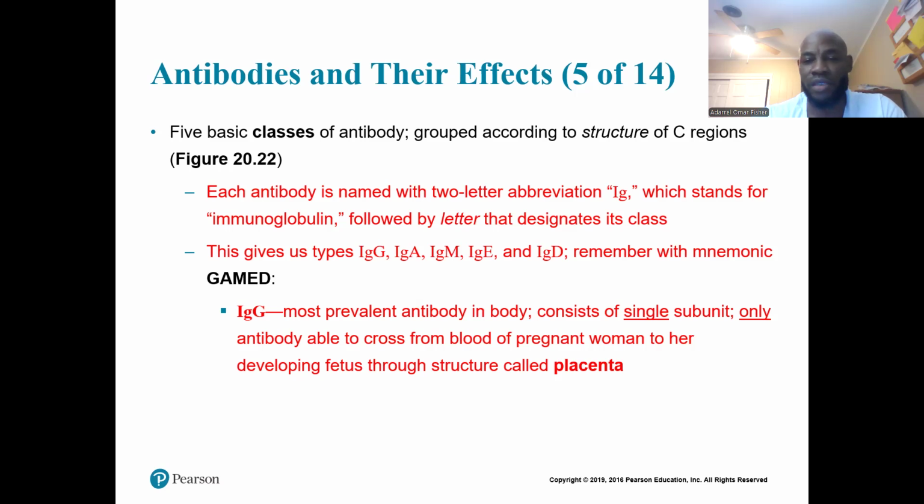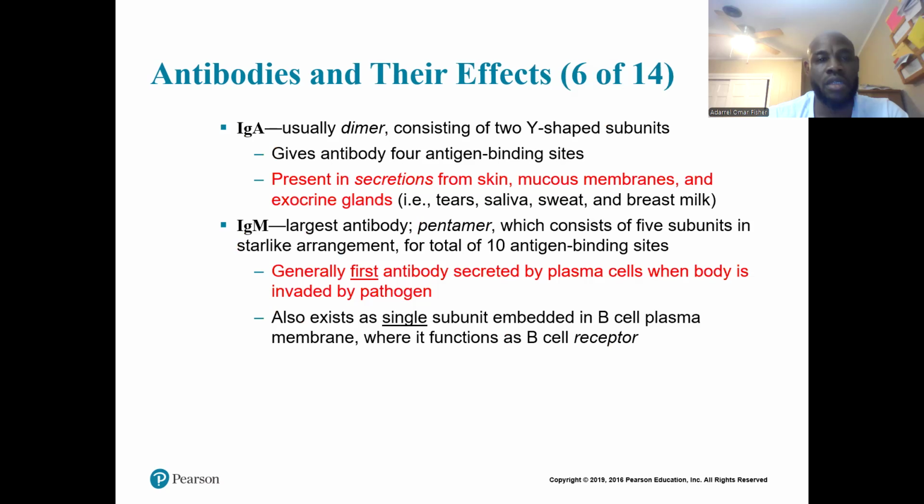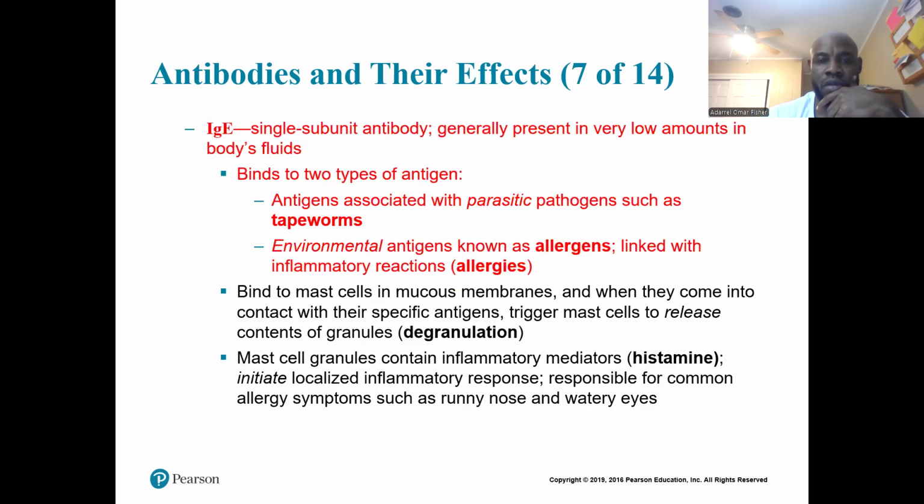IgG is most prevalent, a single subunit, and the only antibody able to cross from the blood of a pregnant woman to her developing fetus through the placenta. IgA is usually a dimer, 2 subunits, present in secretions from skin, mucous membranes, exocrine glands. M is a pentamer, 5 subunits, generally the first antibody secreted by plasma cells when the body is invaded by a pathogen.